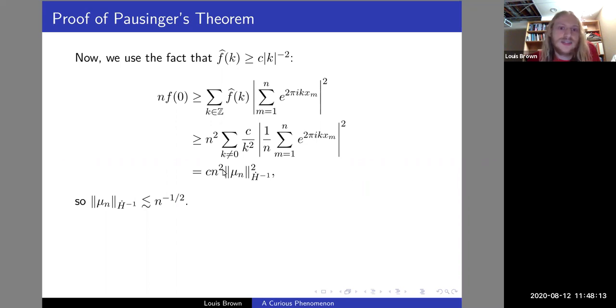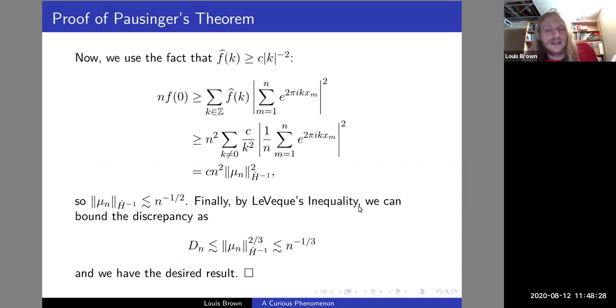In particular, if we divide by n squared and we solve for this, we're going to get that the diaphony is at most on the order of the square root of n. We're throwing out the constants because we don't really care about them. And then finally, by Koksma's inequality, we can bound the discrepancy, as discrepancy is at most on the order of diaphony to the 2/3, which is at most on the order of n to the minus 1/3. We're just taking n to the minus 1/2 to the 2/3, which is n to the minus 1/3. And that's what we're trying to prove. So we have the desired result.